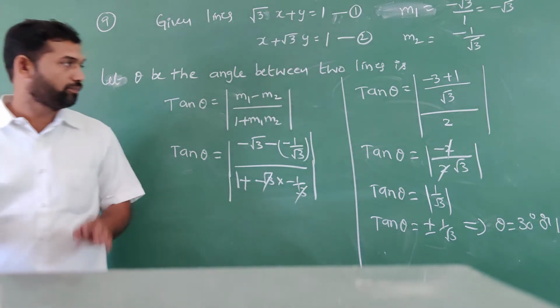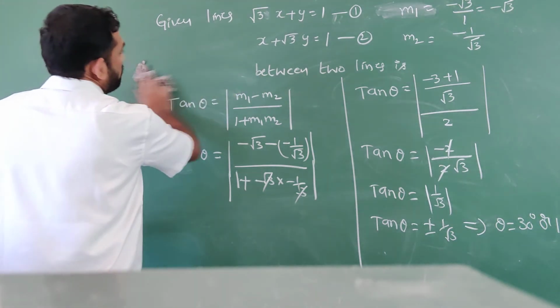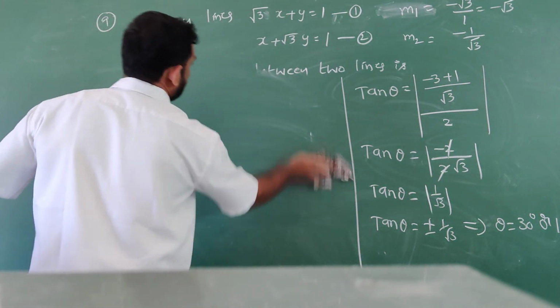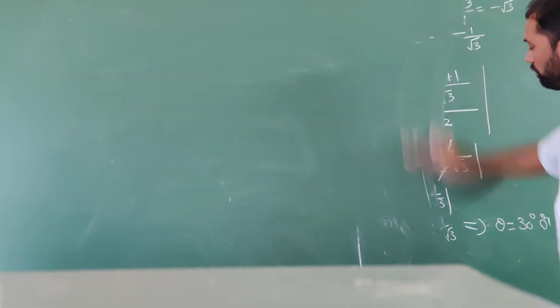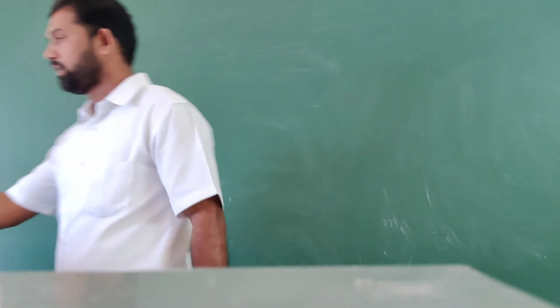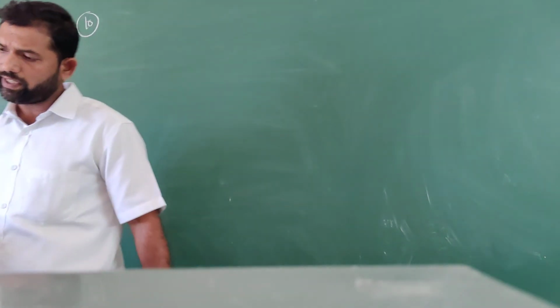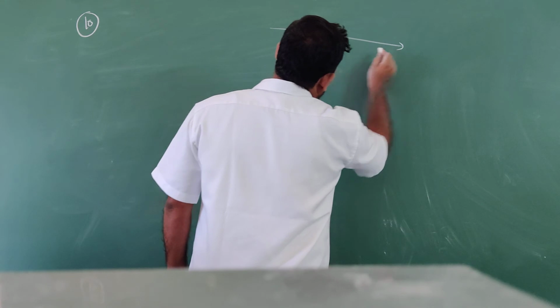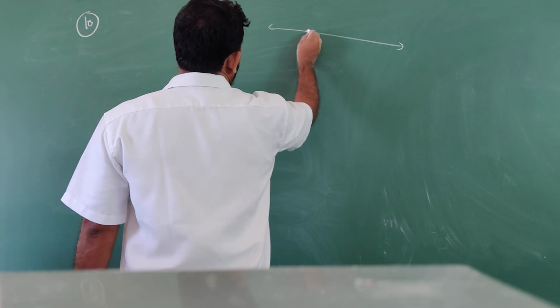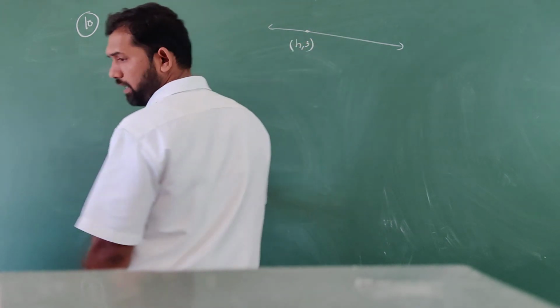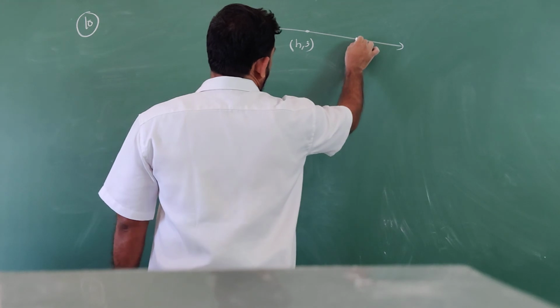Next, 10th question. So what is the 10th question? What is given? The line through the points. The line may be any line. So the line through the points, what are the points? The line through the points h comma 3 and another point 4 comma 1.